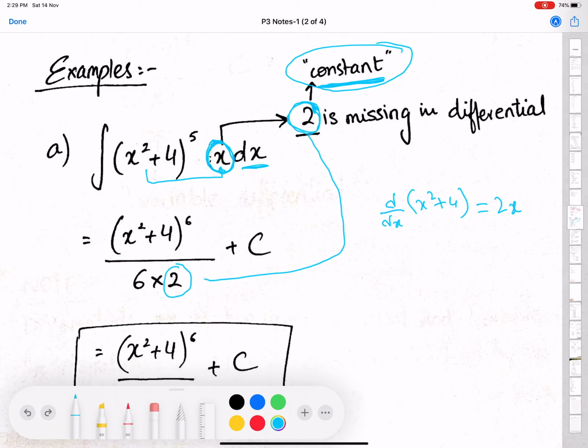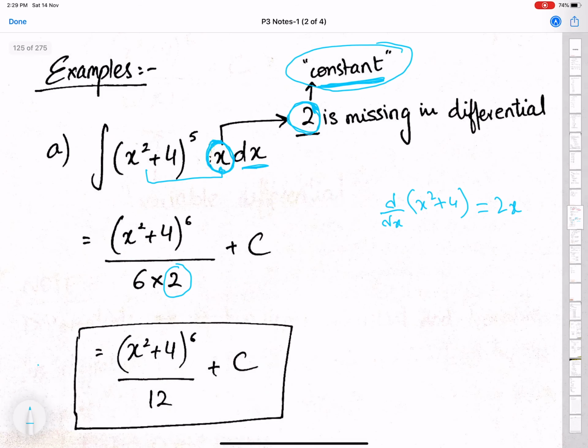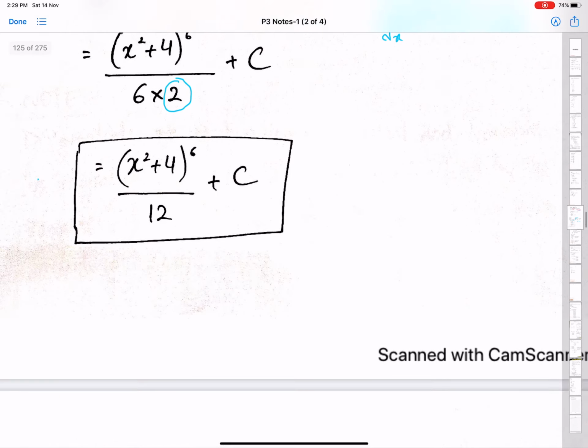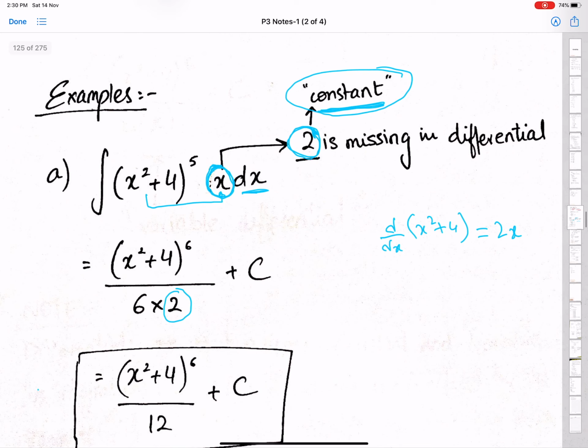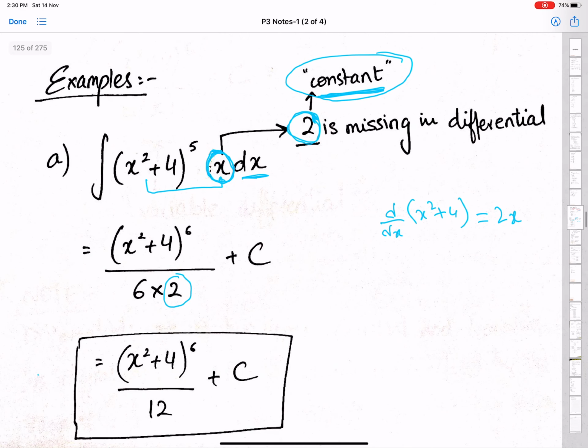So make sure you use basic formula in two cases. Case number 1, if the complete differential is there, like in this example, use basic formula number 1 easily. Case number 2, when the differential is incomplete but a constant is missing in the differential. The most important thing, constant must be missing, not variable. Then you can still use basic formula 1 because you can divide the function by a constant.